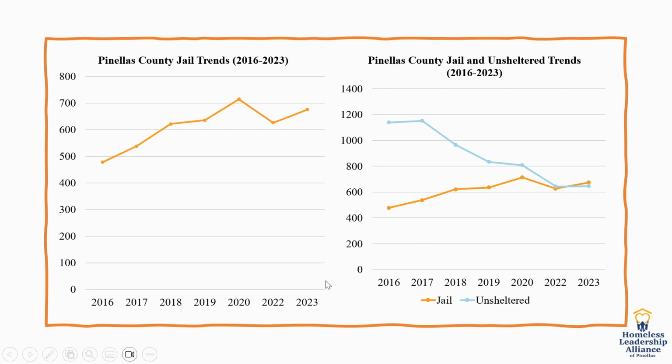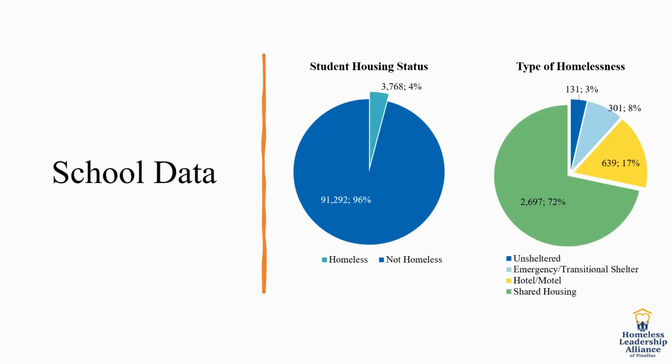The figure on the right is broken down by jail and unsheltered, and for the first time in 2023, we see that unsheltered is going down, jail is going up, and jail for the first time is higher than the unsheltered count this year. Next slide.